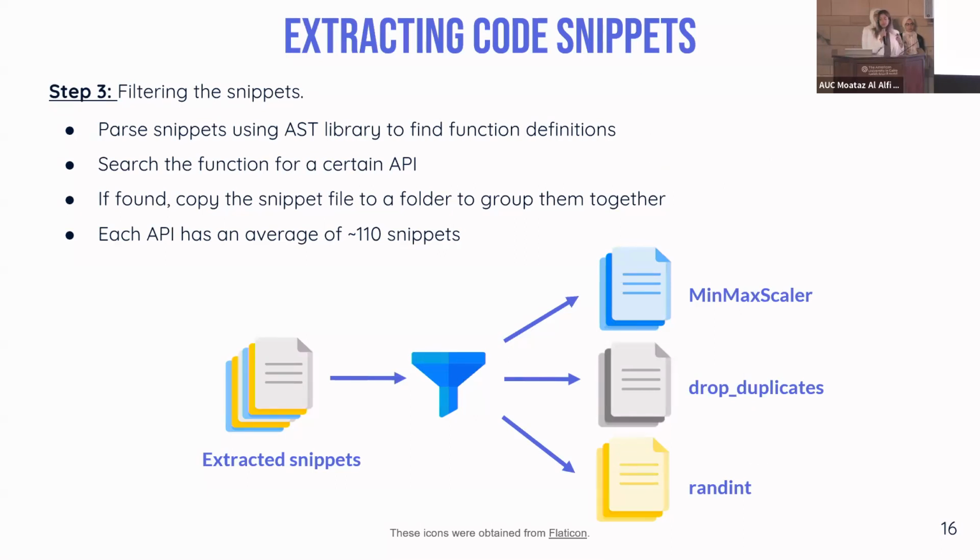And the reason we filter them is to facilitate the next steps of recognizing the usage patterns of each API, and also to have an idea of how many examples we have for each API we're testing with. So each API has an average of 110 examples, but some have over 700 examples.